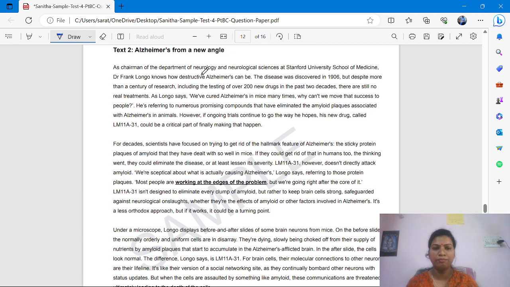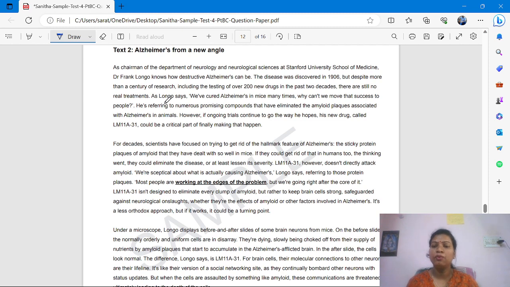As chairman of the Department of Neurology and Neurological Sciences at Stanford University School of Medicine, Dr. Frank Longo knows how destructive Alzheimer's can be. The disease was discovered in 1906, but despite more than a century of research, including the testing of over 200 new drugs in the past 2 decades, there are still no real treatments. As Longo says, we have cured Alzheimer's in mice many times.